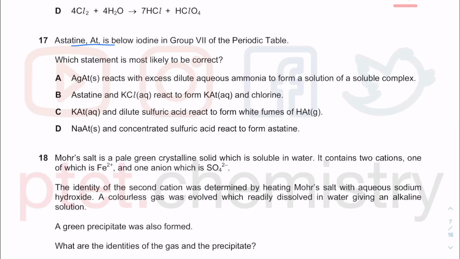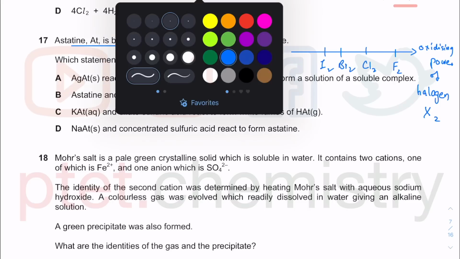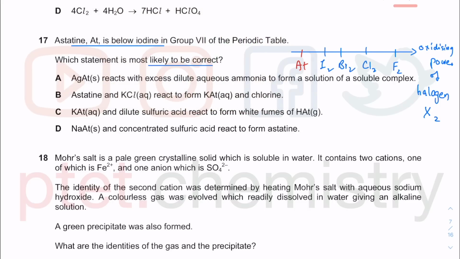Question 17, astatine is below iodine in group 7. So this is about prediction of the astatine chemistry. We know in terms of oxidizing power, the oxidizing ability of the halogen, we talk about the halogen molecule X2, the diatomic molecule. F2 is more oxidizing than chlorine, than bromine, than iodine. And now you have astatine, which is a hypothetical unstable element on its own, but we're just thinking about the properties associated with its position in the periodic table. So we can expect this to be less oxidizing compared with the rest of the halogens.